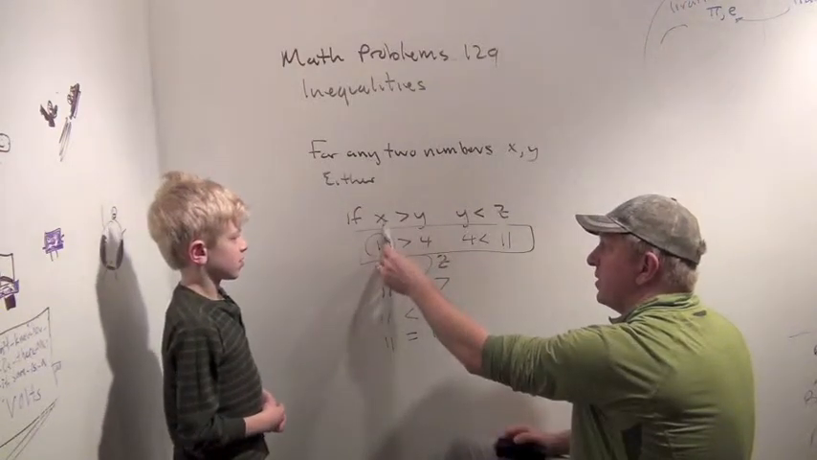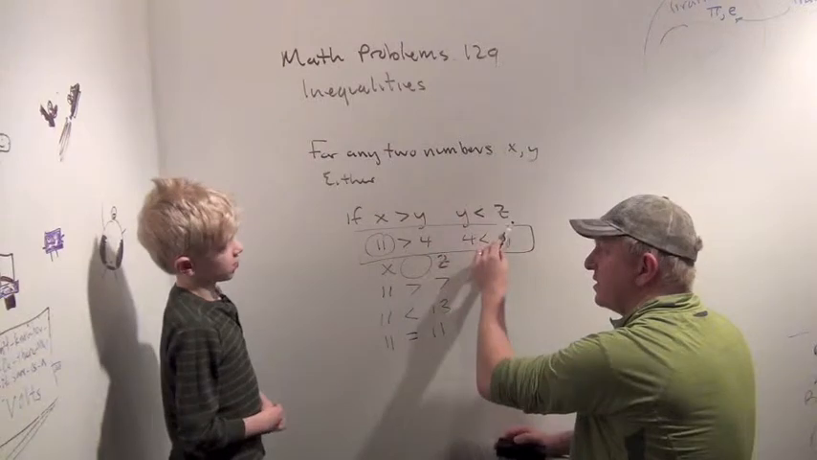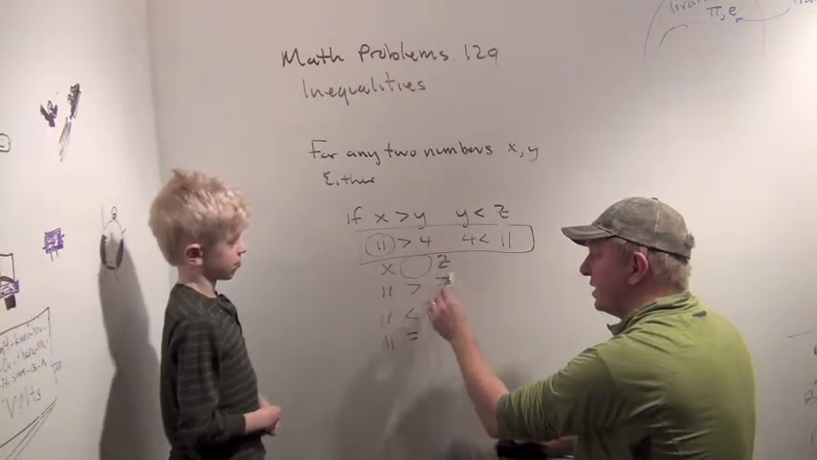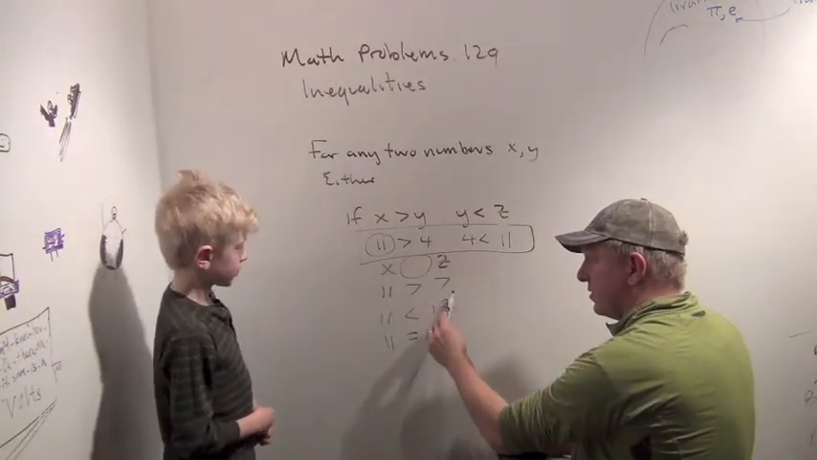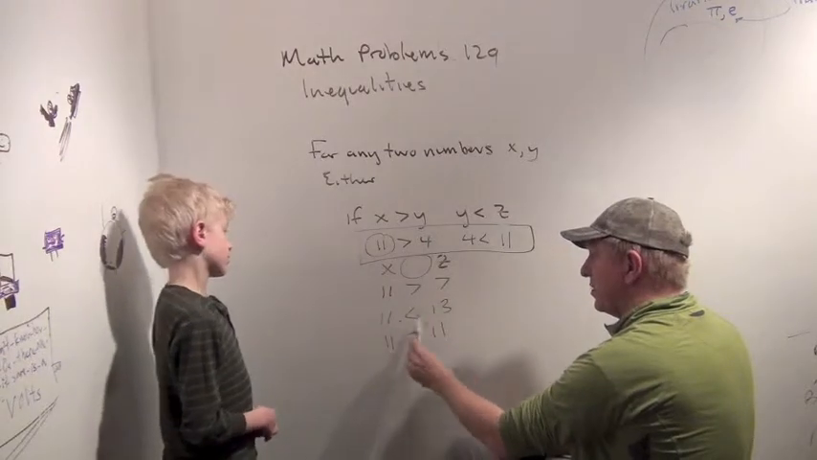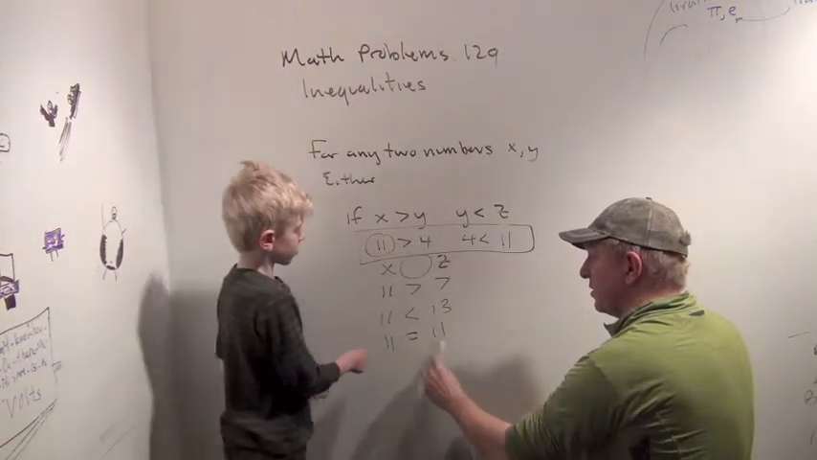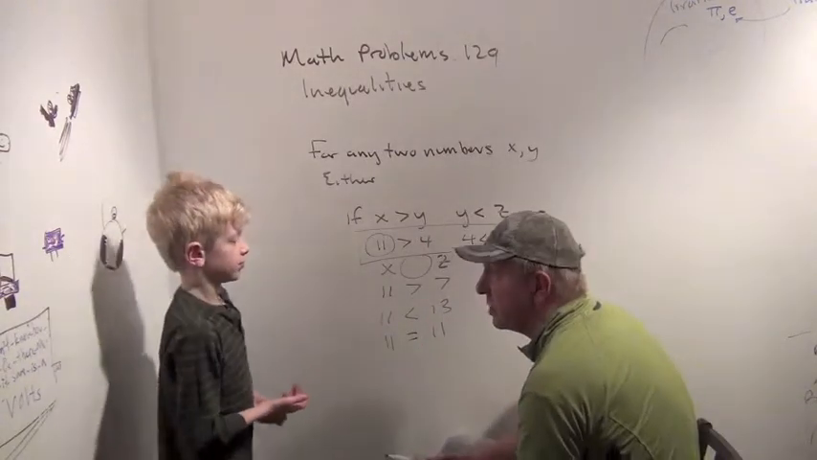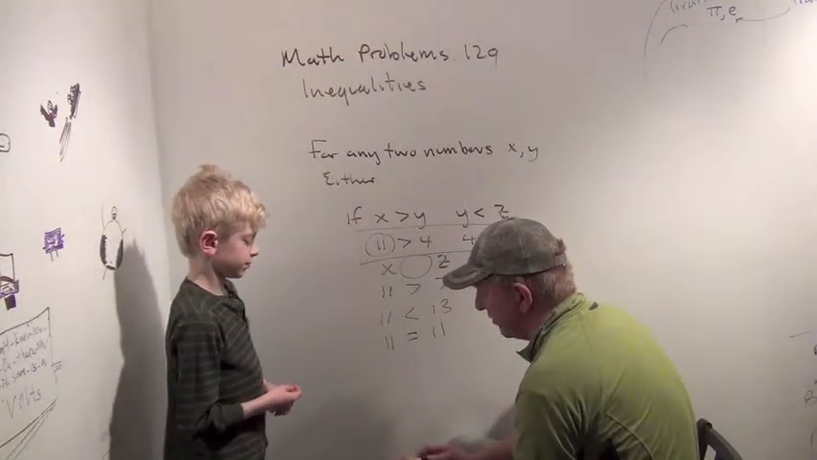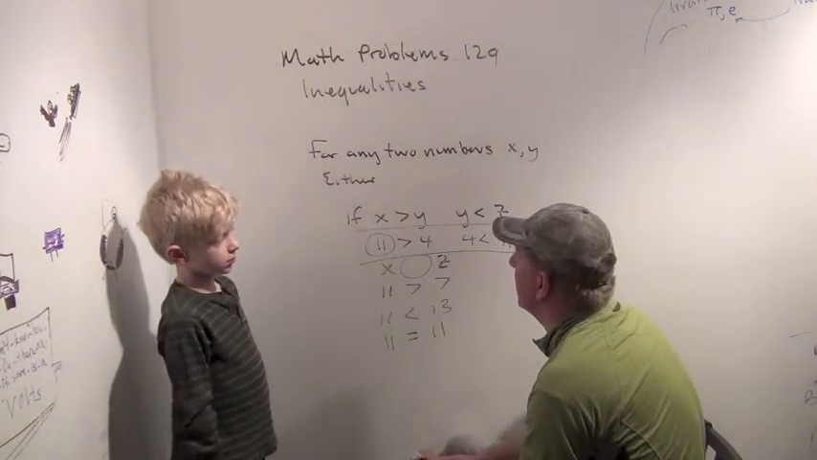So in this example, if we know x is greater than y and y is less than z, we don't know any relationship between x and z. X could be greater than z. We did an example like that. X could be less than z. Or x could be equal to z. It's pretty confusing, right? So you have to really pay attention on inequalities.